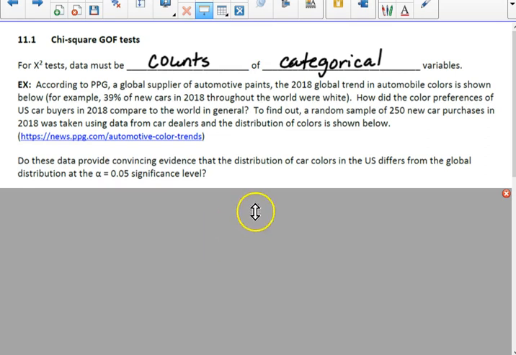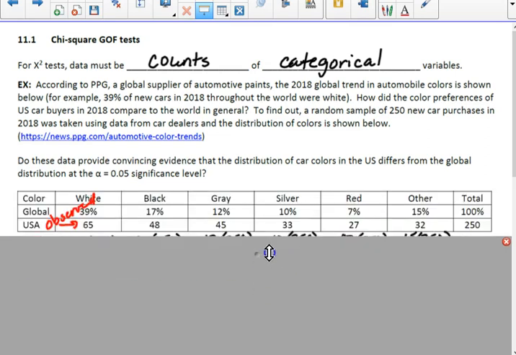So we're going to look at an example here where we have a company called PPG, which stands for Pittsburgh Plate Glass Company, which is a very old company that no longer just makes plate glass. Maybe they don't even make plate glass at all anymore, but they do make automotive paints which they distribute globally. And they have an interesting thing on their website. They have a graphic showing the most popular colors that are used worldwide in automotive paint.